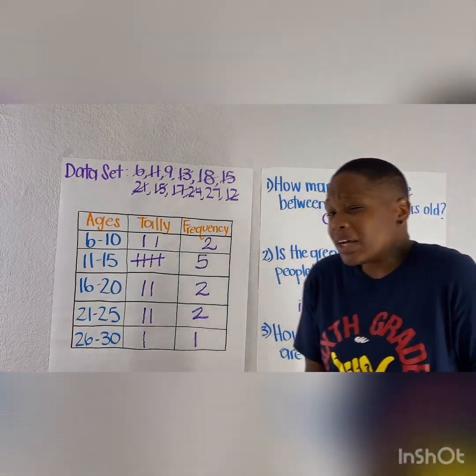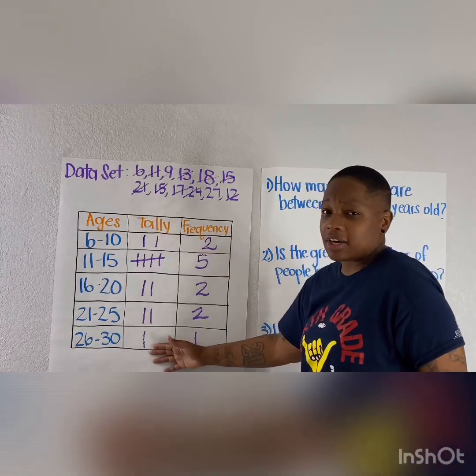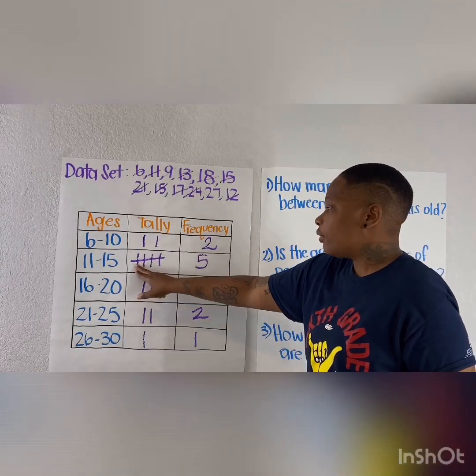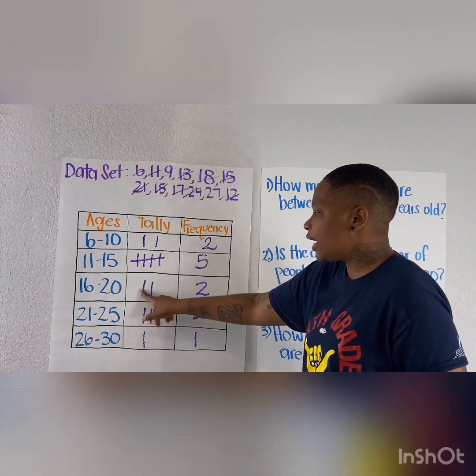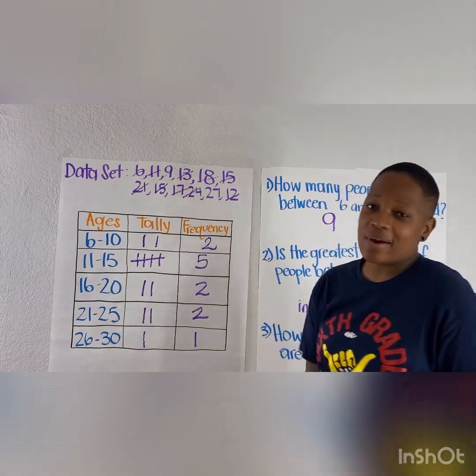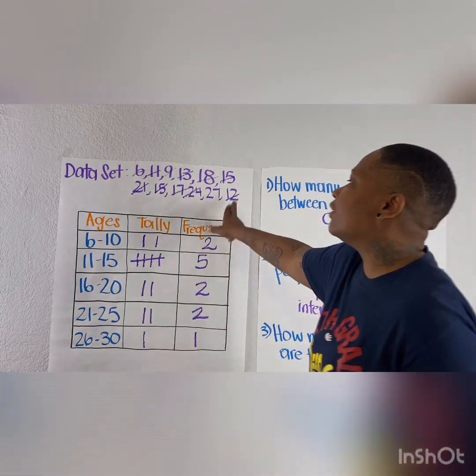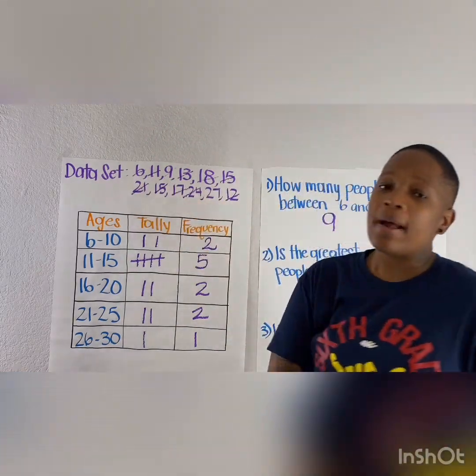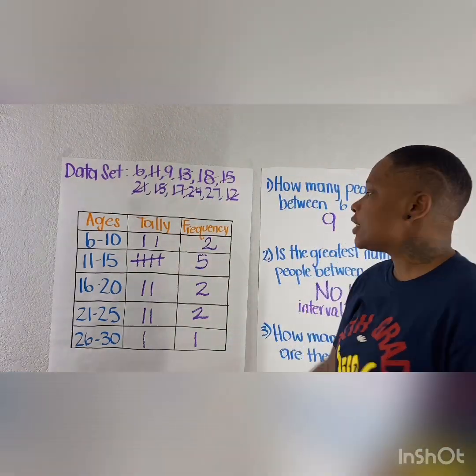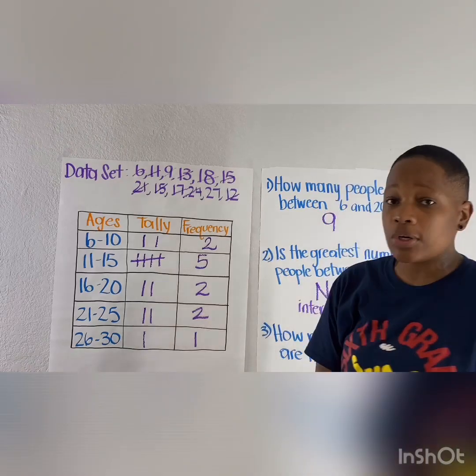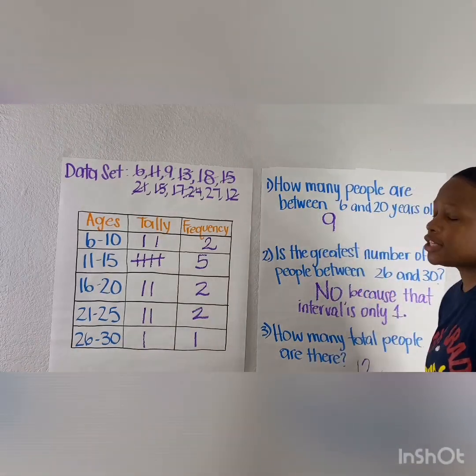And if you want to do a quick shortcut, you can just count your tally marks as well. 1, 2, 3, 4, 5, 6, 7, 8, 9, 10, 11, and 12. Or you can simply count your numbers in your data set. But the best way to do this so you can get a hang of it is quickly counting your frequency totals and putting it over here next to your answer.